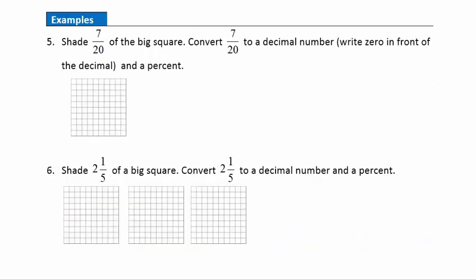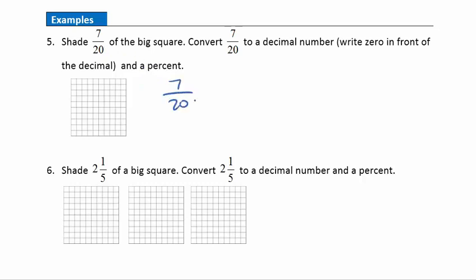Now let's take a look at some more examples where we'll start with a fraction and then convert those to both a decimal number and a percent. Okay, example 5. Shade 7/20 of the big square. Convert 7/20 to a decimal number and a percent. To shade 7/20 of a big square is going to be a little difficult because I have 100 boxes here. I think we're better off just writing 7/20 as a percent.